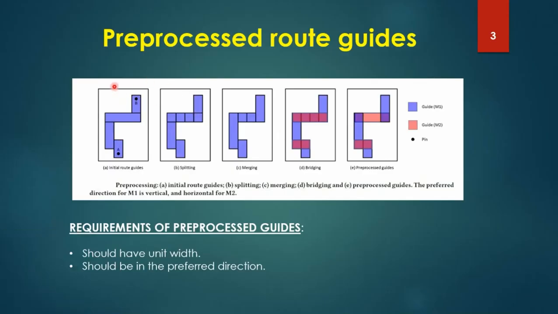Okay, so this A and E. If you see here, all the route guides are actually in the preferred direction. That means, as I told you, metal 1 guide's preferred direction is vertical, metal 2 is horizontal. So this non-preferred route guide has now been converted to the preferred route guide of metal 2. From metal 1 it has been converted to metal 2, and this is actually the preferred direction for metal 2. So all the non-preferred directions have now been converted to the preferred direction.